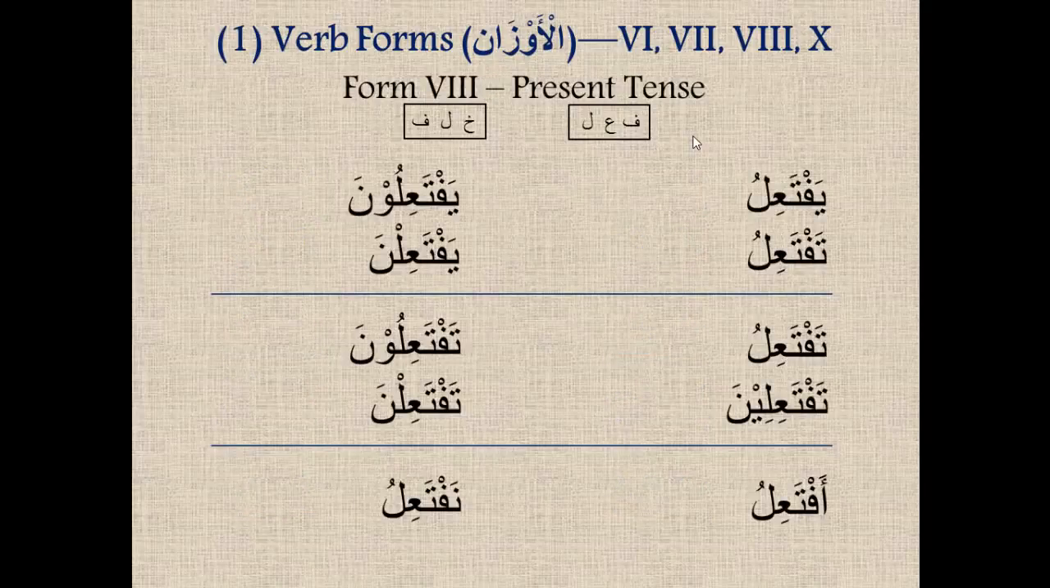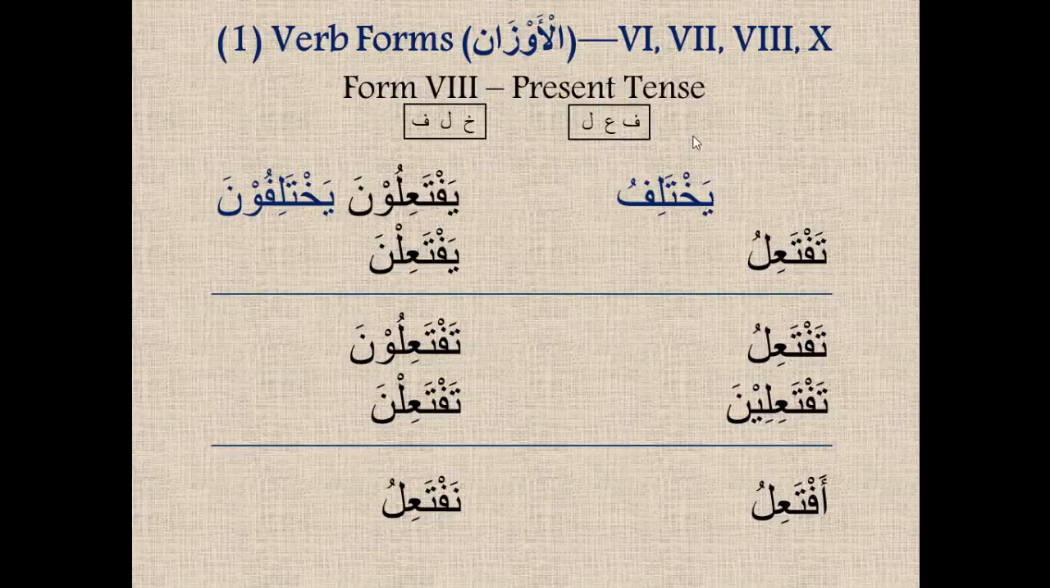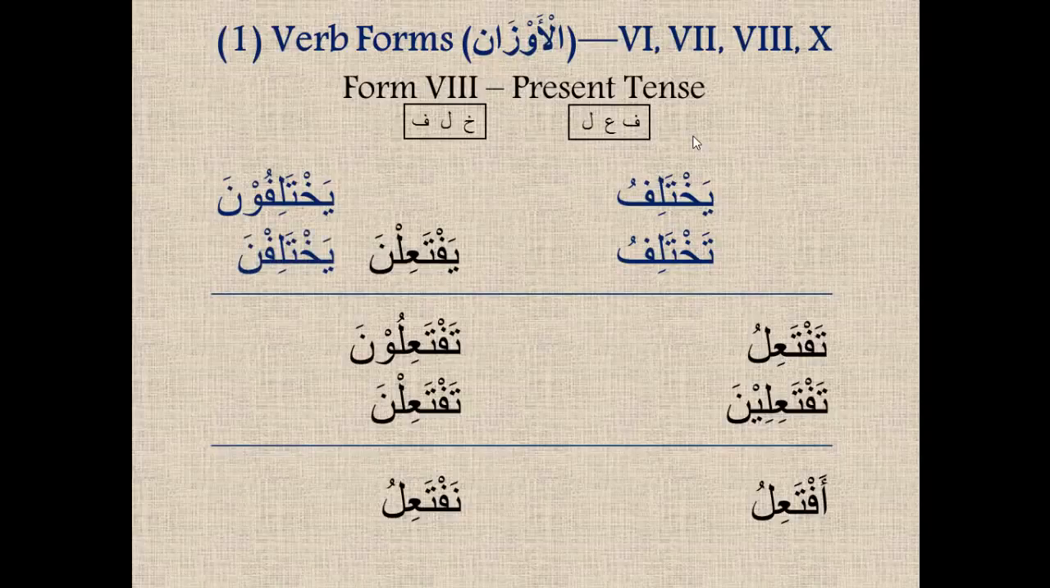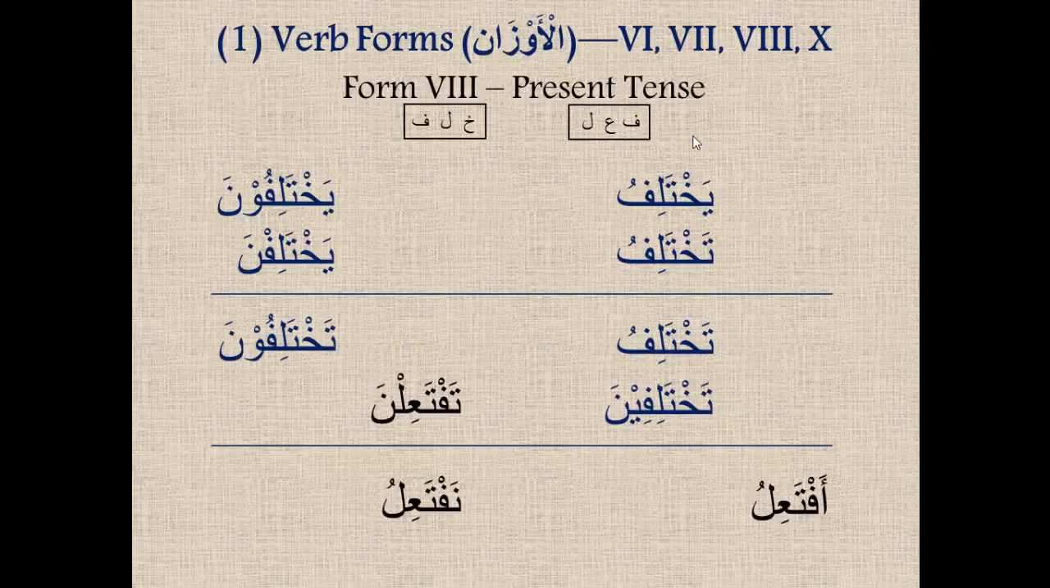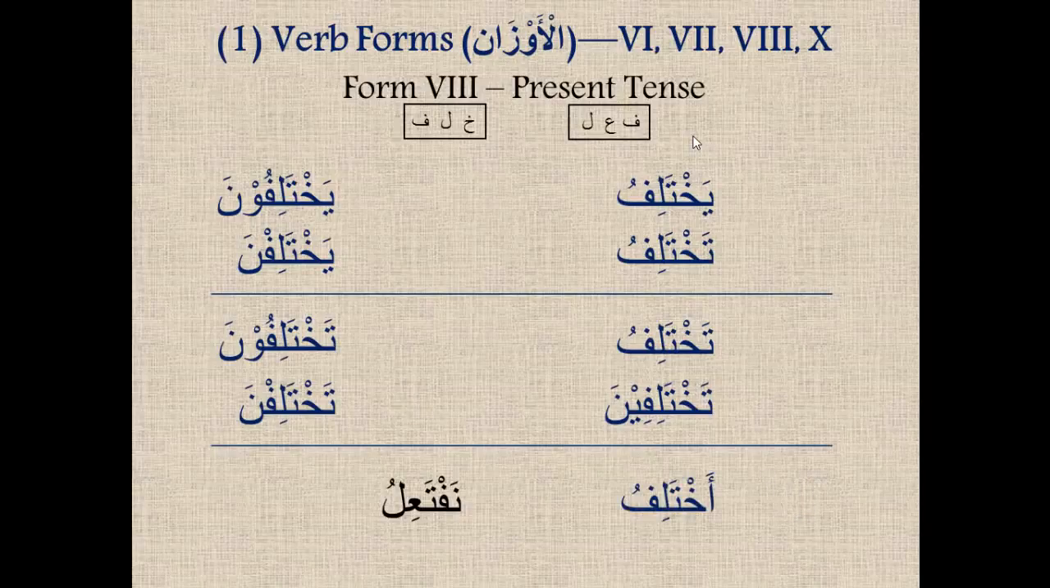Present tense. يفتعل يختلف، يفتعلون يختلفون، تفتعل تختلف، يفتعلن يختلفن، تفتعل تختلف، تفتعلون تختلفون، تفتعلين تختلفين، تفتعلن تختلفن، أفتعل أختلف، نفتعل نختلف. So again, pay attention to the characteristic ta found in the middle of the verb between the first and the second radicals.